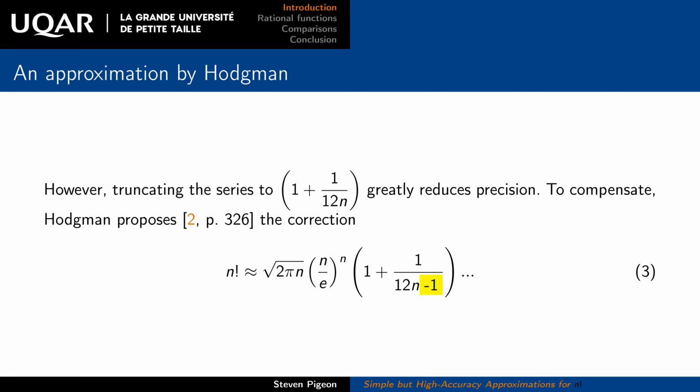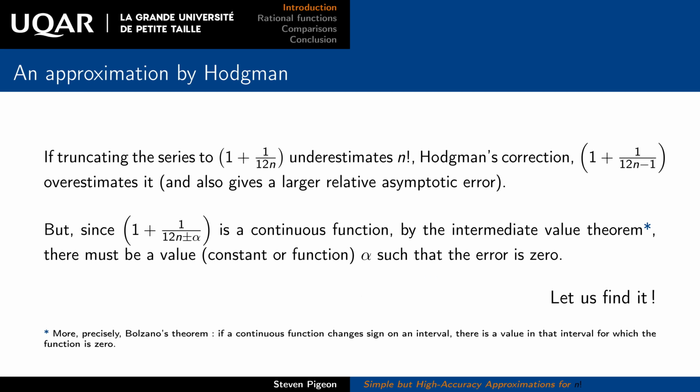This approximation, that I've seen nowhere else, quite intrigued me, so I put it to the test. Simply truncating the series underestimates the factorial. Hodgman's correction overestimates it. But since the general form, here shown with plus or minus alpha, is a continuous function, by the intermediate value theorem, or more precisely one of its special cases, Bolzano's theorem, there must exist a value for alpha for which the error is 0, that is, for which it ceases to be an approximation.